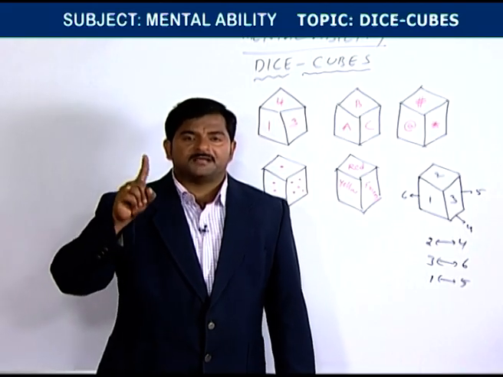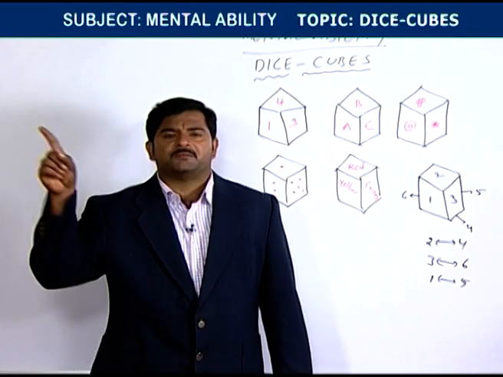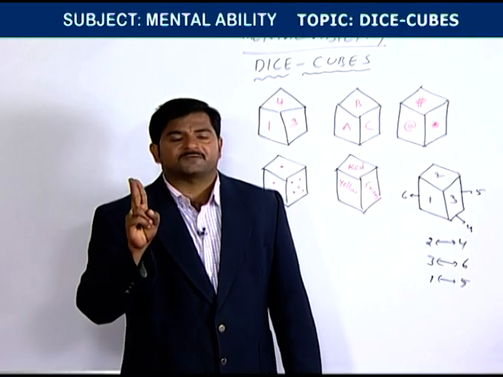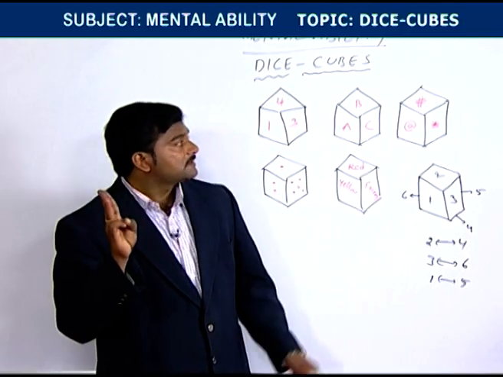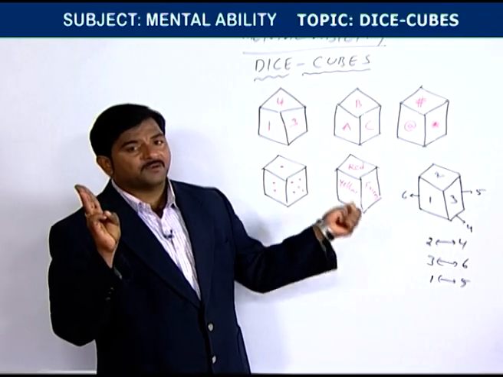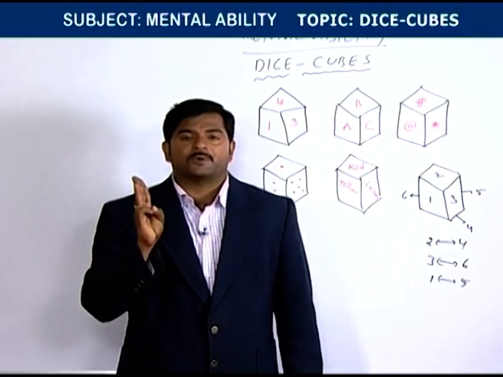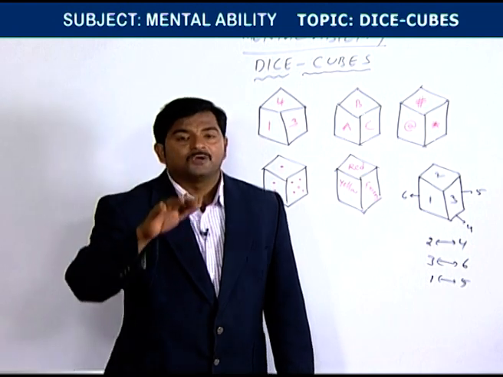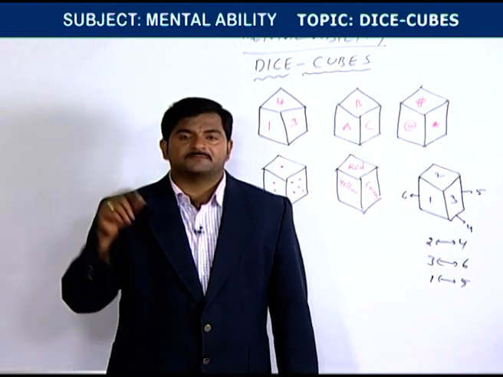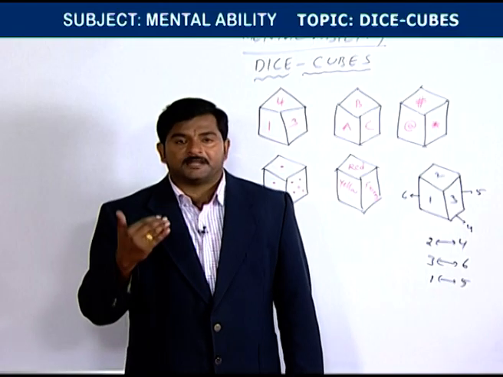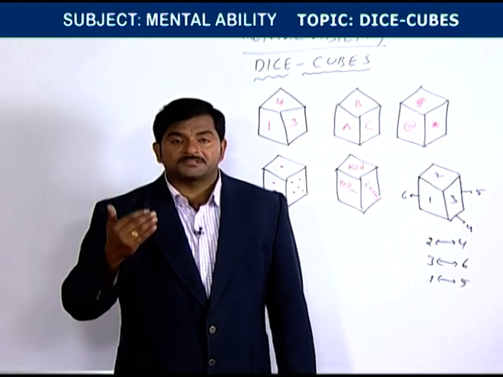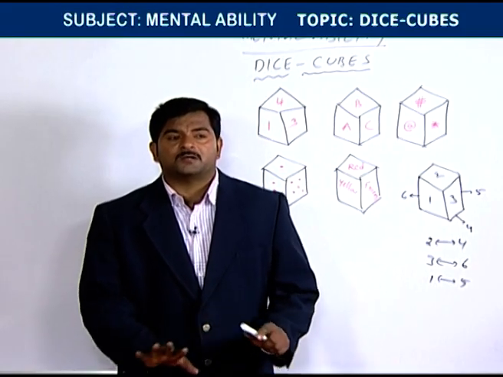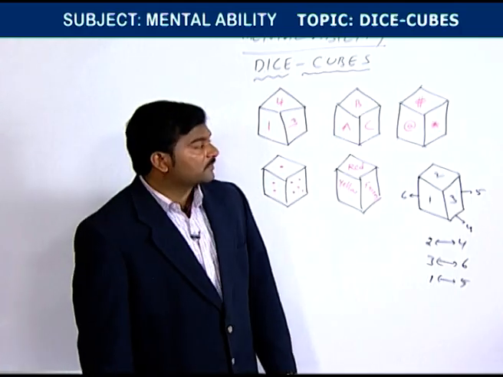Point number 1, 1 die rolled 2 times or 2 dice rolled 1 time, same event. Point number 2, if a die is rolled, then at a time we can see only 3 surfaces. Point number 3, we can assign either numbers, alphabets, signs, dots, and etc. Fourth point is, in a die every surface is adjacent to 4 of its surfaces. And fifth point is, in a die opposite surfaces never be adjacent. Okay, these are the different concepts involved in this.